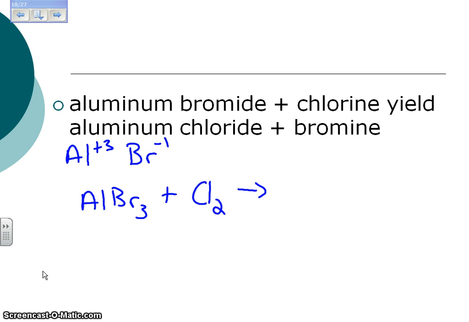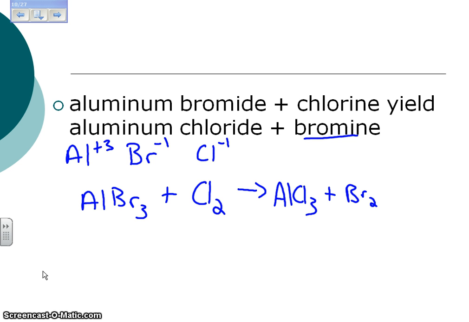Yields aluminum chloride. So we know chloride is a -1 charge. Aluminum's a +3. It reacts just like bromine, so it's going to be AlCl3, plus bromine. And bromine's another one of our diatomics, so we know that it's going to be Br2.